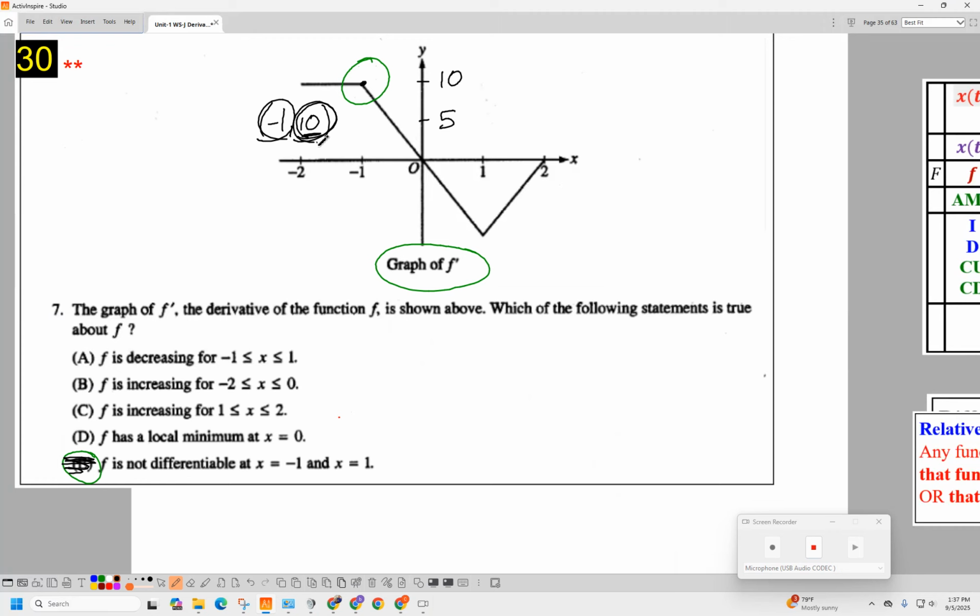Reading: f has a local minimum at x equals 0. You will have, I think, at least 3 questions on the test on Monday that are going to try to figure out if you really understand local minimum or not. So you're looking at f prime, so hands up. What would you have to see on f prime at x equals 0 in order for f to have a local minimum at x equals 0?